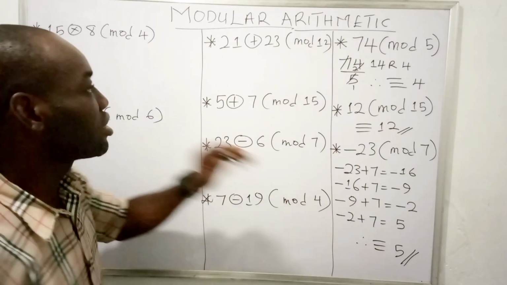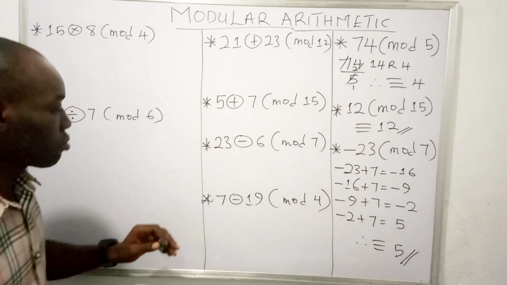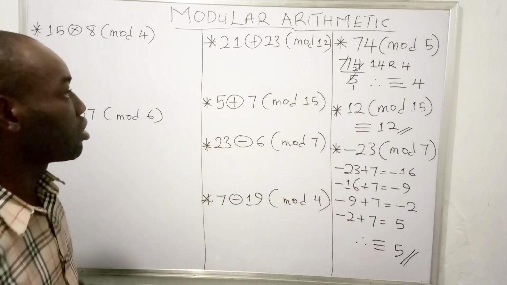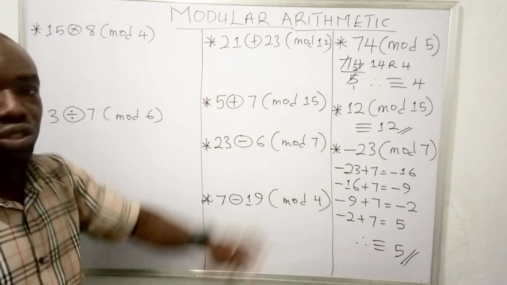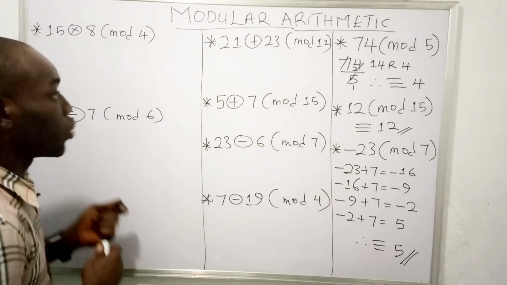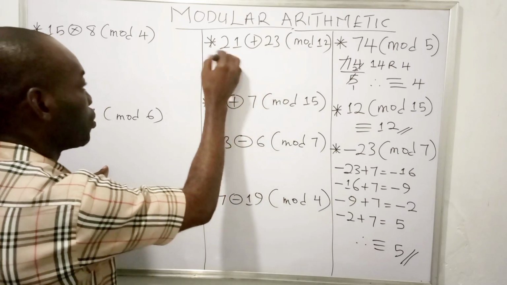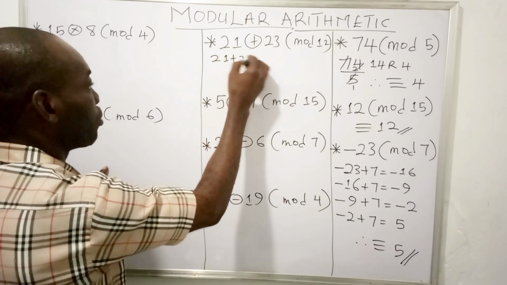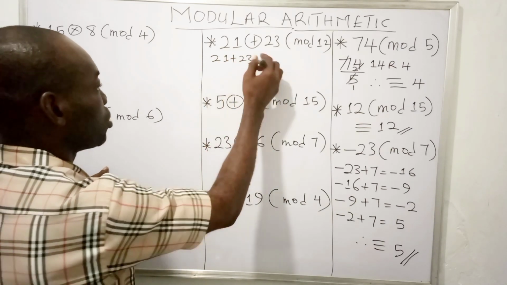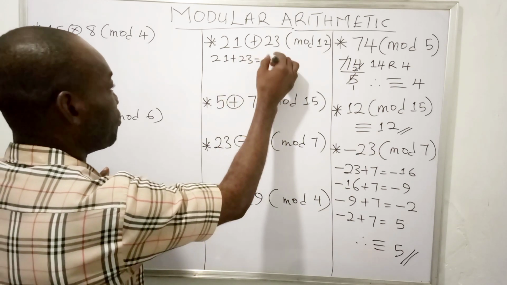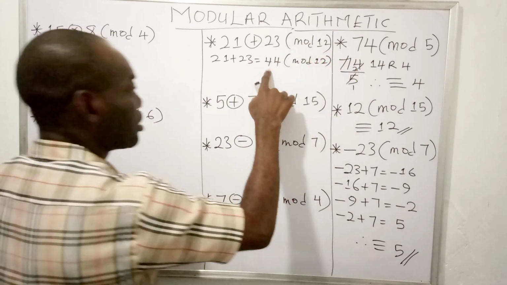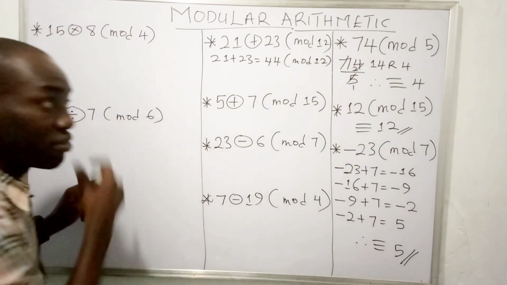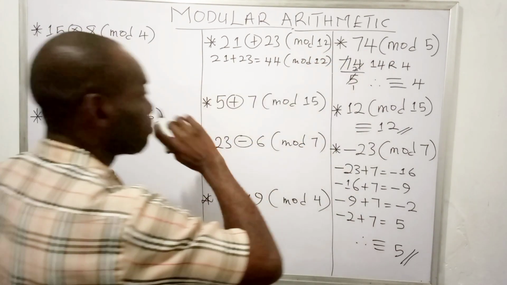Now from there, let's take a look at addition and subtraction in modular arithmetic. The first question we have here is 21 plus 23 mod 12. What we do is add both of them, and 21 plus 23 gives us 44. So we have 44 mod 12. Now that takes us to what we have at the far right hand there.